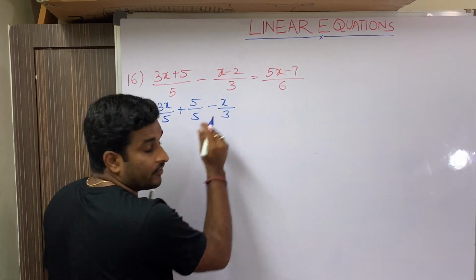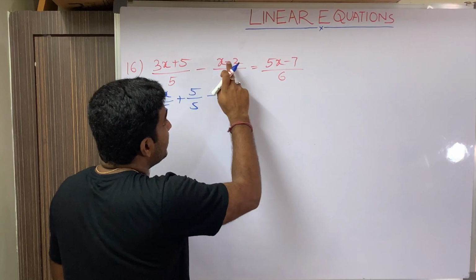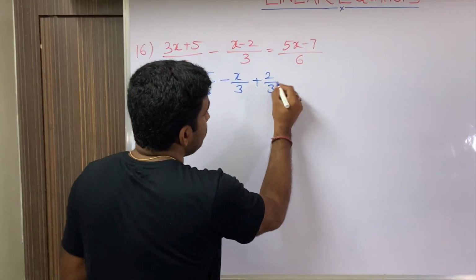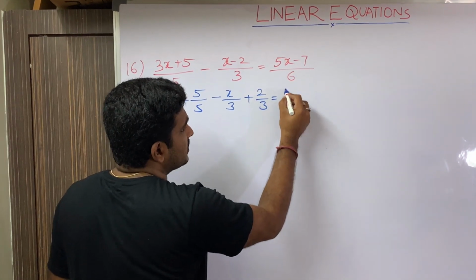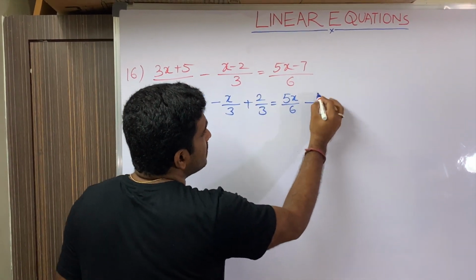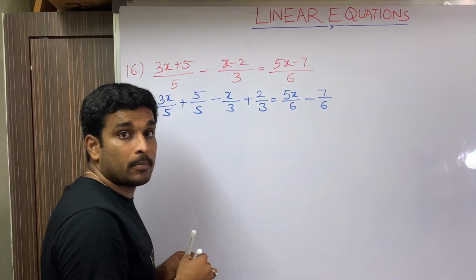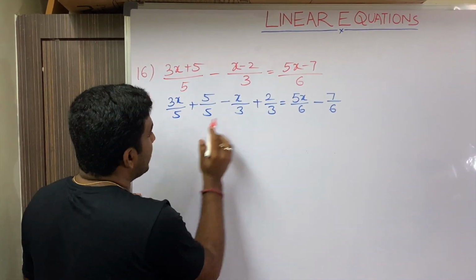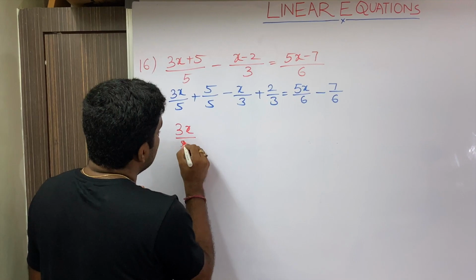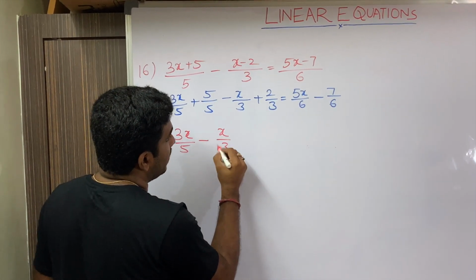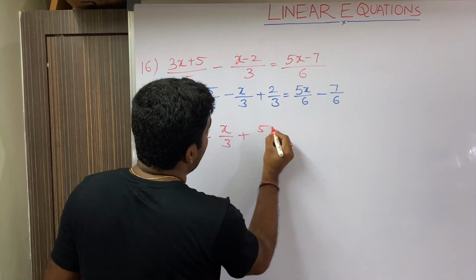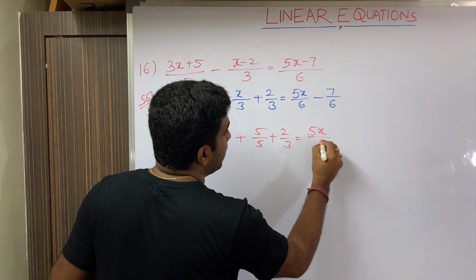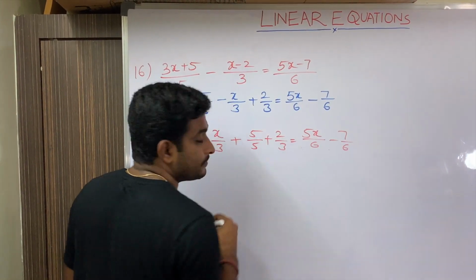Minus of x minus 2 by 3 will become minus x by 3, and minus into minus will become plus, plus 2 by 3 equal to 5x by 6 minus 7 by 6. Now the problem solving will be much simpler. Writing aside 3x by 5 minus x by 3 plus 5 by 5 plus 2 by 3 equal to 5x by 6 minus 7 by 6.